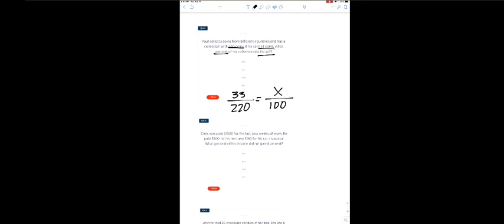Why is the 33 here and the x here? Well, because we want to know the percent that he sells. So we put an x where the percent goes, and we compare it to the number that he did sell, which is 33. So now I'm going to cross multiply. 220x equals 3,300. So I'm going to divide by 220, and I'm going to eliminate a 0. So that leaves me with 22 goes into 330. 22 goes into 33 one time.